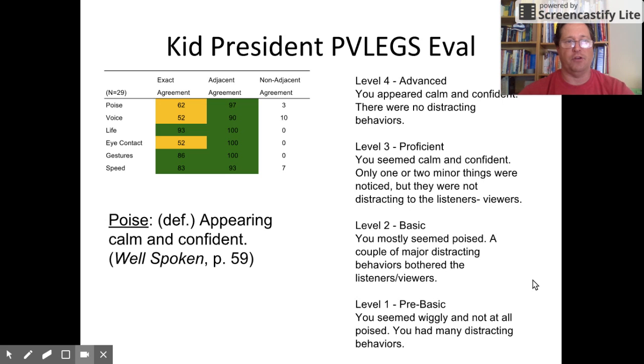So what I'd like you to do is think about, how can we support this definition of appearing calm and confident? What items in your personal makeup or bearing help you look calm and confident?